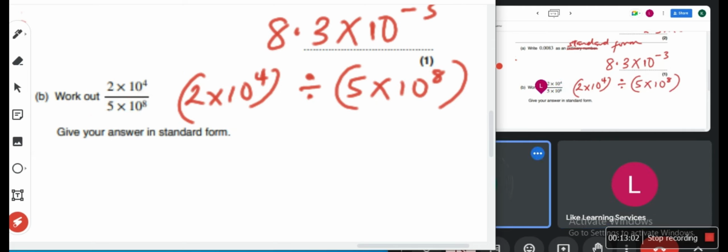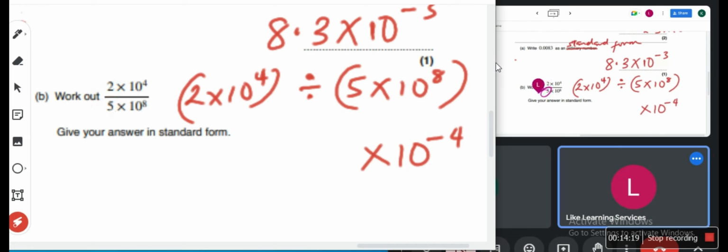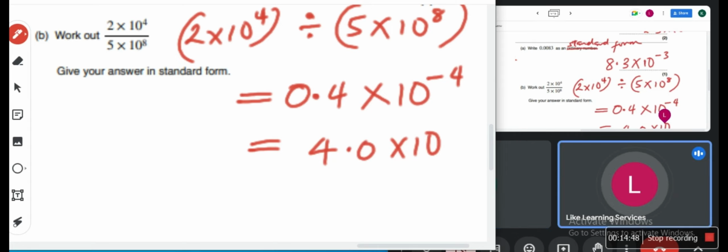What is 2 divided by 5? Quickly. 0.4. That gives 0.4. So you have 0.4 times this. So what will be the final answer? Because 2 divided by 5 is 0.4. So what will be the final answer in standard form? 4.0 times 10 raised to the power minus 1.